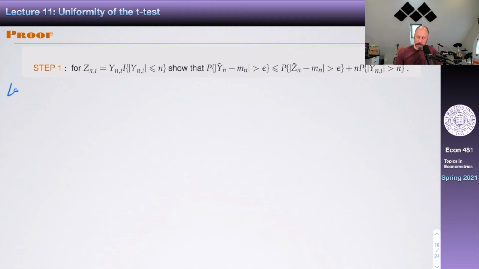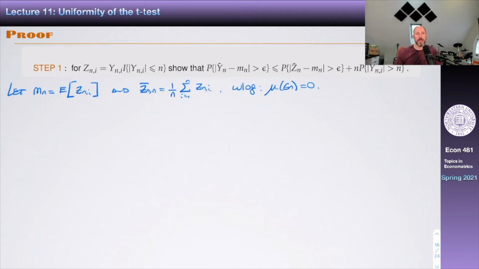So we're going to let m_n be the expected value of Z_ni. And we're going to let Z bar_n just be 1 over n, the sum from 1 to n of Z_ni. Remember, without loss of generality, we're going to assume that mu_G_n, which is the mean that we care about, is 0, just to get rid of those terms that are going to be annoying. So we can say mu of G_n, which is 0, is just the expected value of Y_ni.